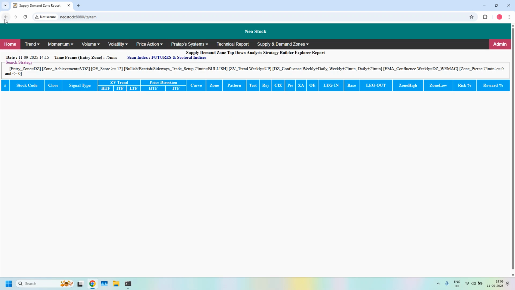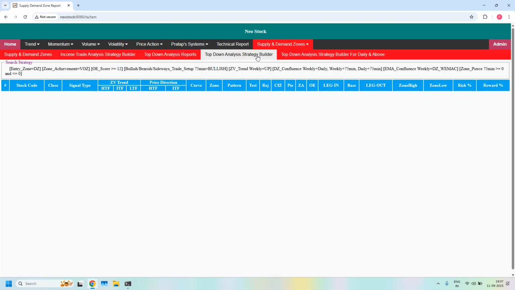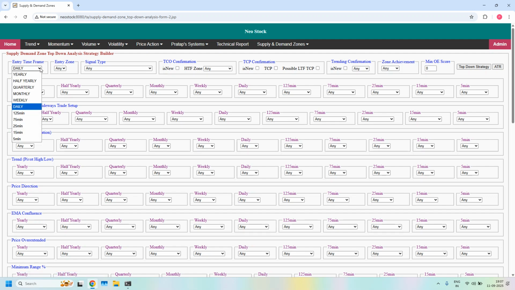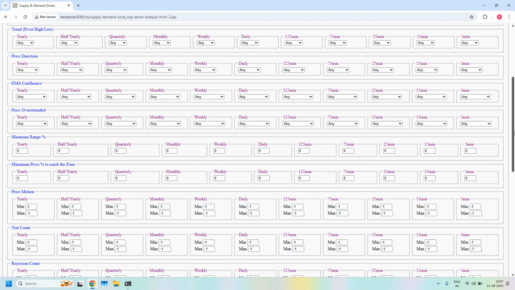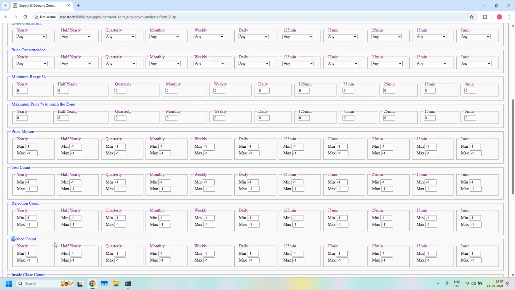Okay, next. This is bullish trade setup. Next, bearish trade setup. Entry time frame 75 minutes, entry zone supply zone at 75 minutes. Bearish zone achievement, VOZ minimum order enhances score 12, and also the 75 minutes supply zone should not be pierced.